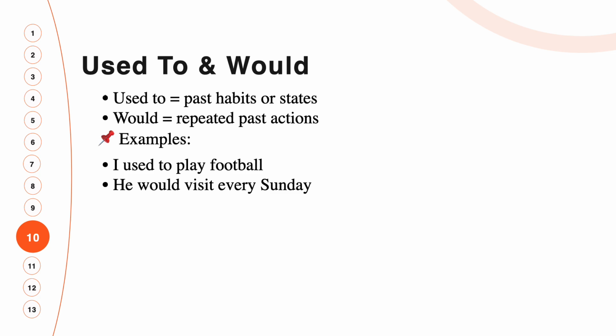So, the first example, I used to play football, shows that used to is showing past habits, which is playing football, and he would visit every day is showing that would is used where repeated actions in the past take place. Okay, so I hope you understand this one.